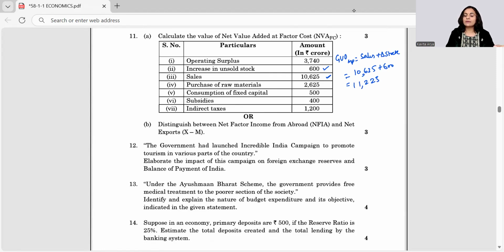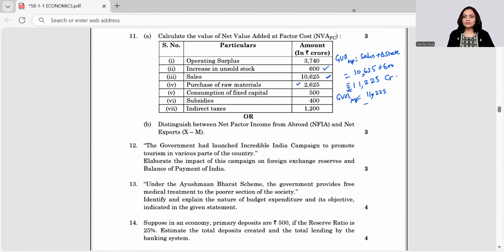This is the value. Whenever you land on one figure, always write the units, crores and rupees. So this is GVO. Now GVA. GVA is, you have to subtract IC here from. You must write the formula all the time. So 11,225 minus, what is it? IC. IC is the purchases.